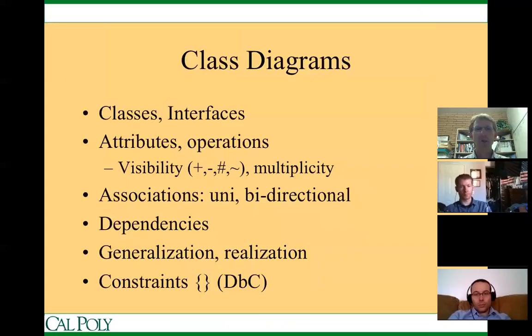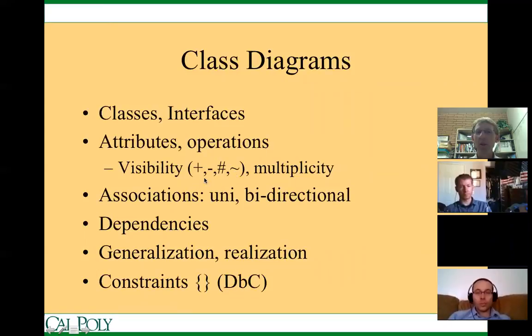Okay, so let's move on a little bit. They show things like classes and interfaces. We'll talk about the concept of an interface in just a second. The attributes and the operations have something called a visibility, which will be listed as either a plus, minus, pound sign, or the tilde.